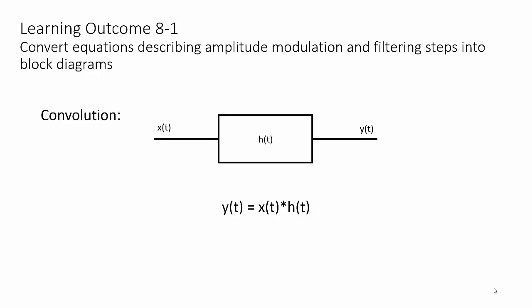Convolution. You've had this since Chapter 2, and you saw starting in Chapter 2 that we would draw this as having our input signal going through a rectangular box, which represents our impulse response, and out comes our output signal. And y of t is going to be x of t convolved with h of t.